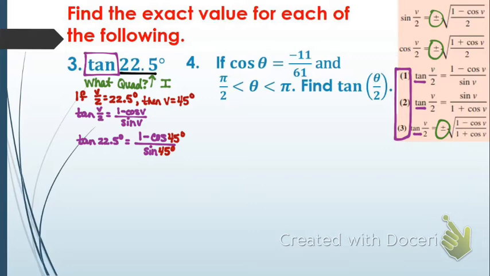So now I need to simplify it. 1 minus, what is cosine of 45 degrees? Root 2 over 2. And sine of 45? Square root of 2 over 2 again.